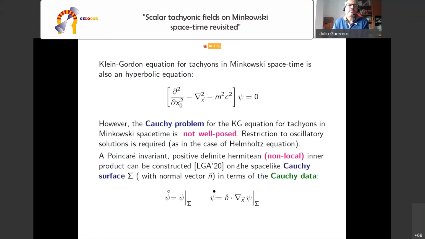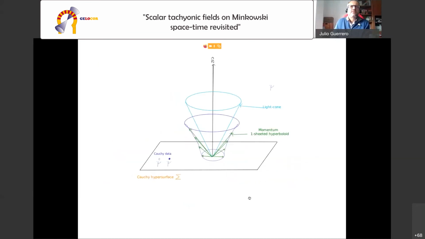And again, we have been able to obtain an inner product which is new, defined in configuration space, for the solutions of this equation. It is positive definite Hermitian, and also non-local like in the Helmholtz equation, on the Cauchy surface sigma. Using the initial values for the field and the initial values for the normal derivative, we are able to construct a non-local product involving a convolution kernel between these functions.